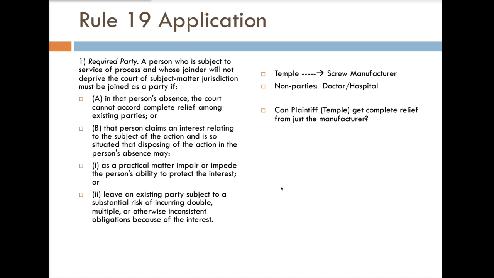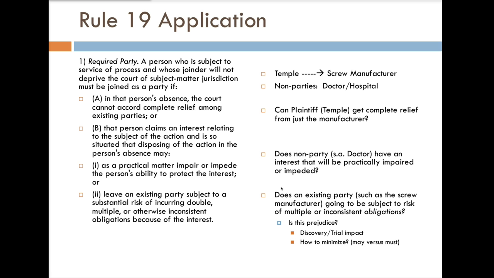But let's look at some of the other categories as well. The next issue is whether the non-party, the doctor, under 19b little 1, would have an interest that would be practically impaired or impeded if not joined. In this case, the doctor probably doesn't really want to be part of this suit in terms of being sued. They don't really have an interest that's going to be practically impaired or impeded. There is also another question of whether an existing party, i.e. the screw manufacturer, is going to be subject to the risk of multiple or inconsistent obligations.